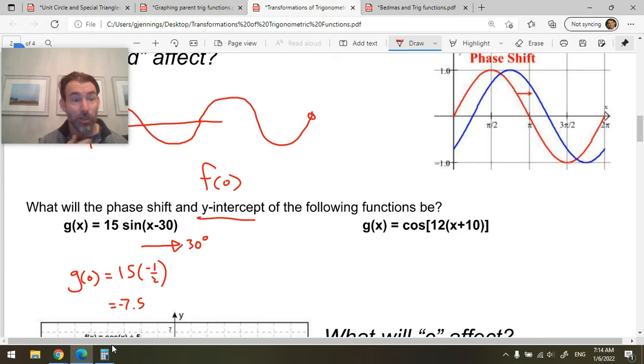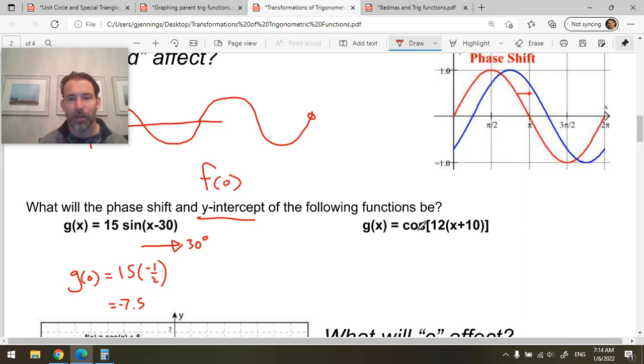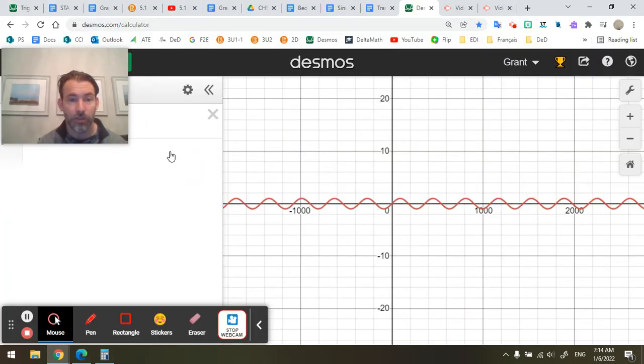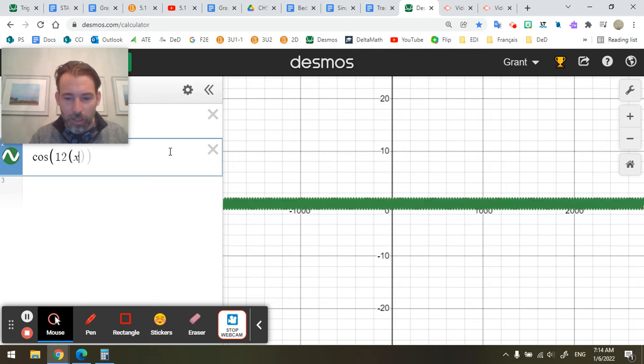So that's going to be cosine of 120. Check your parent function. Here, 120, cosine. Cosine is given there, negative 1/2 again. Okay, so this will be negative 1/2. Now, let's take a look at it in Desmos. You want to get some practice in Desmos looking at these functions. So we're looking at cosine of 12 times x plus 20.